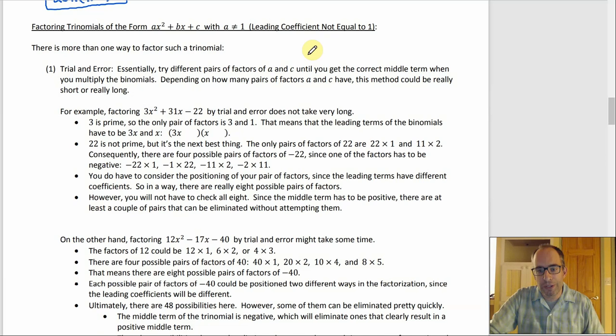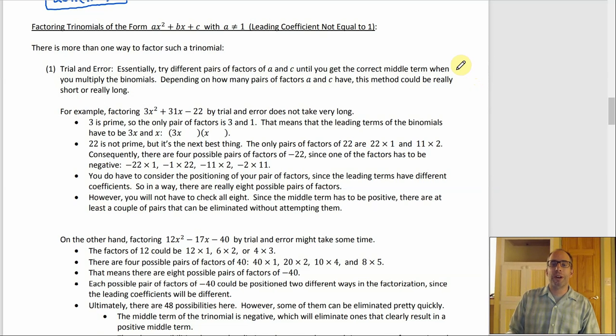So you have different pairs of factors of A and C, and you could try different combinations until you get the correct middle term when you multiply the binomials out. So like when you FOIL them out. And depending on how many pairs of factors A and C have, this could be kind of short and it could be kind of long. When it would be the shortest would be if A and C were both prime. Because then they don't have a lot of factors, right? It's just that number and 1. And then you get through it really fast because there just aren't that many different things you can do.